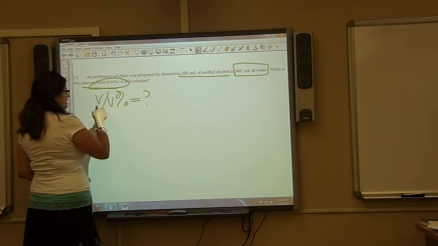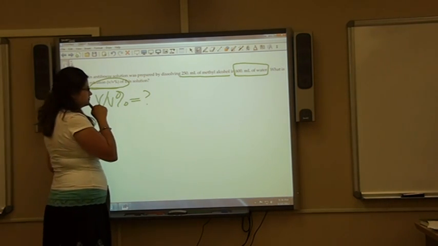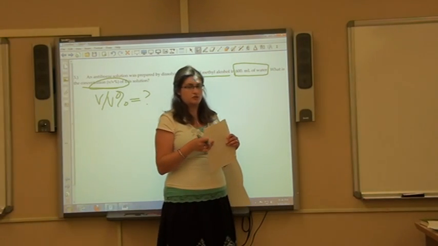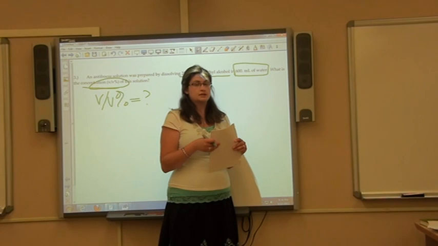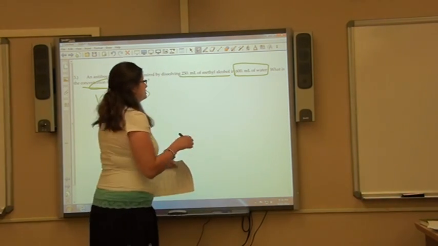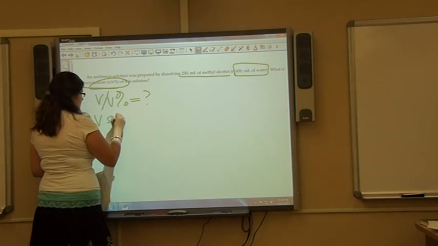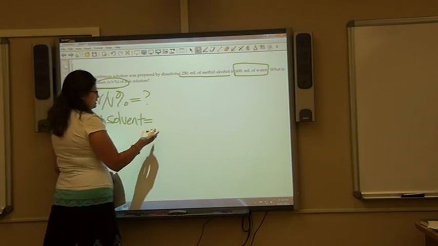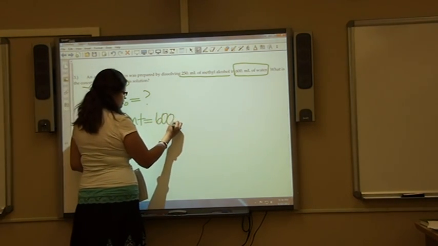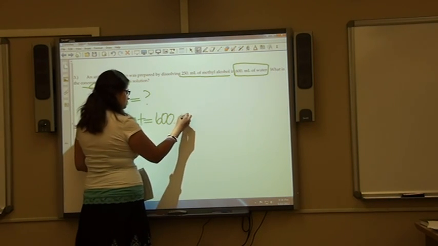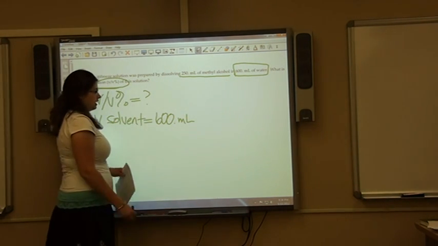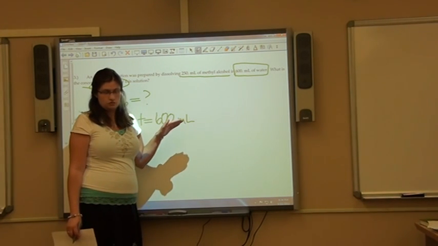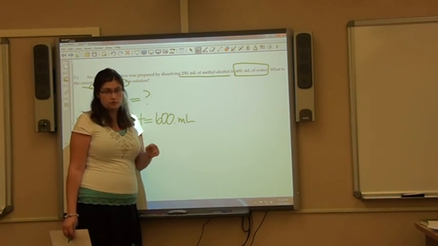So I'm going to start with that volume per volume percent. Okay, so remember what we said? Water can only ever be the solvent. Let's do that one first because that's easy. So the volume of our solvent is 600 milliliters. Don't forget that. Oh, and you better have your unit in all of your knowns and unknowns, because if you don't, you lose points for that too.